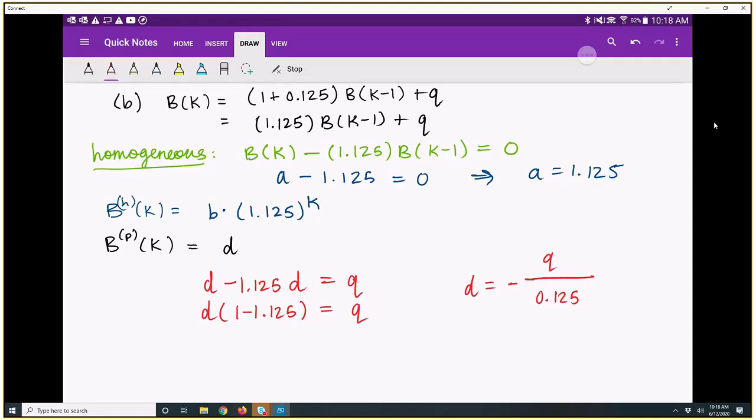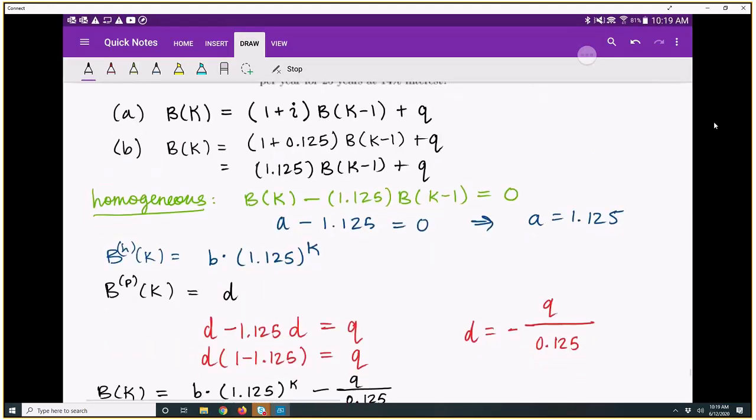That means that I can now say the solution to my recurrence relation is going to be this homogeneous solution, b times 1.125 to the power k, plus my particular solution, which is, I'm going to put a minus sign there, minus q over 0.125. And I can use the initial condition to solve for b. Eventually, my goal is to solve for q.